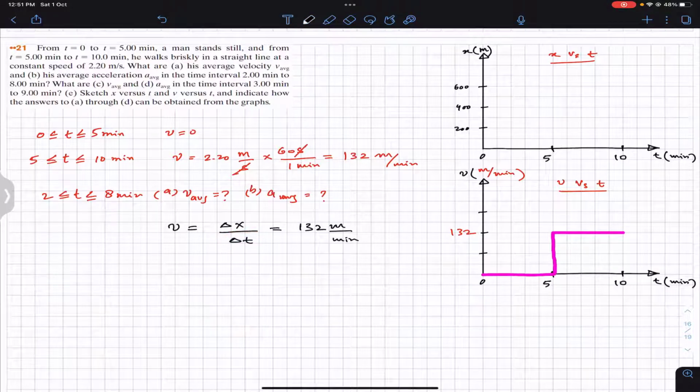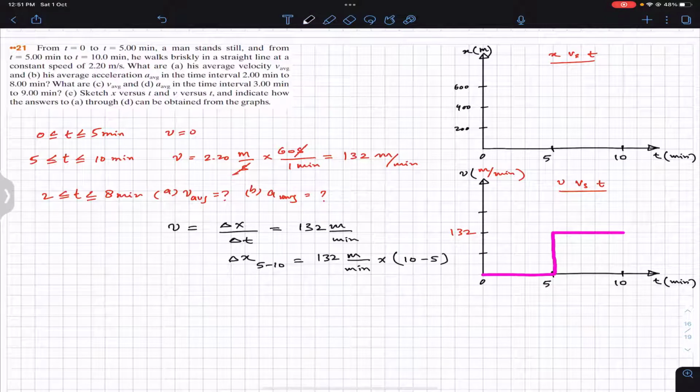So we can say that delta x from 5 to 10 minutes is equal to 132 meters per minute multiplied by delta t, and this delta t will be the difference of 10 and 5. So this delta t is 10 minus 5, and this is in minutes.